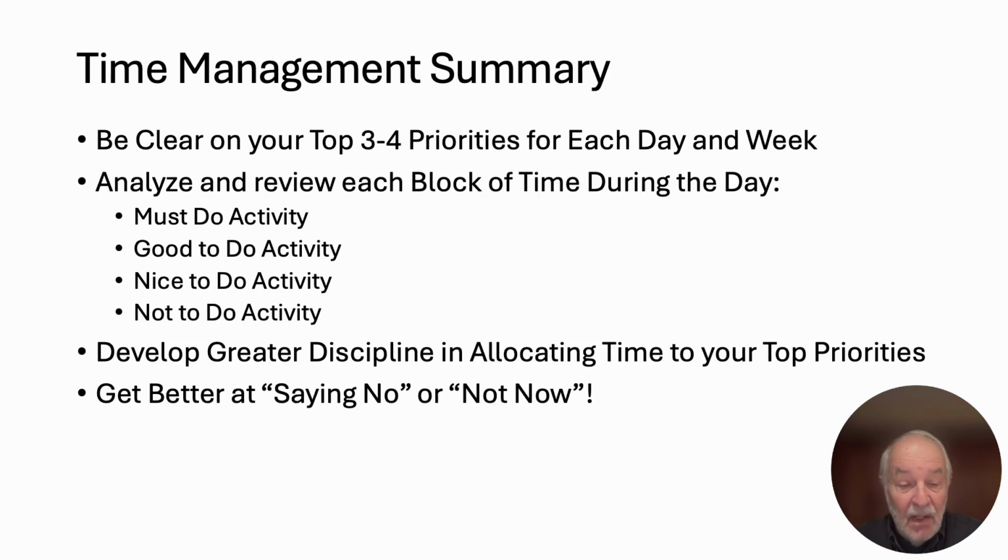So in summary, be clear on your top 3 to 4 priorities for each day and each week, and analyze and review each block of time during your workday as a must-do activity, a good-to-do activity, a nice-to-do, or a not-to-do, using criteria that I shared with you in the earlier leadership tutorial. And very important here, develop greater discipline in allocating your time to those top priorities. And finally, get better at saying no or not now.